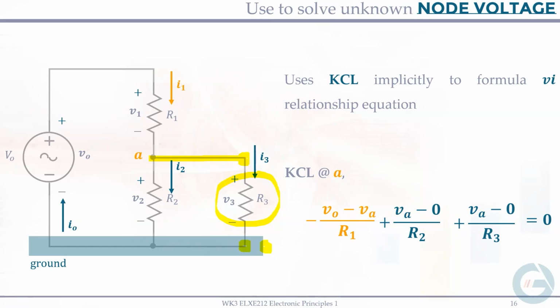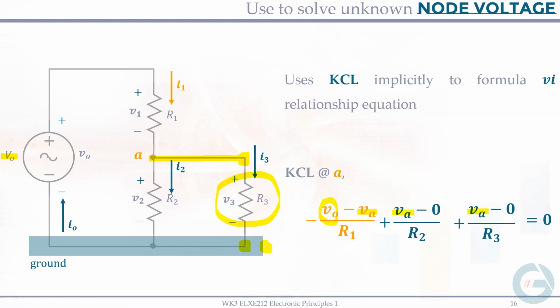And one thing to notice here is we have only one unknown variable, VA. And take note, VO is always given, that is the voltage at the source. So using only the node analysis method, the node concept, we are able to determine the value of the unknown voltage, instead of having 3 equations and 3 unknowns.